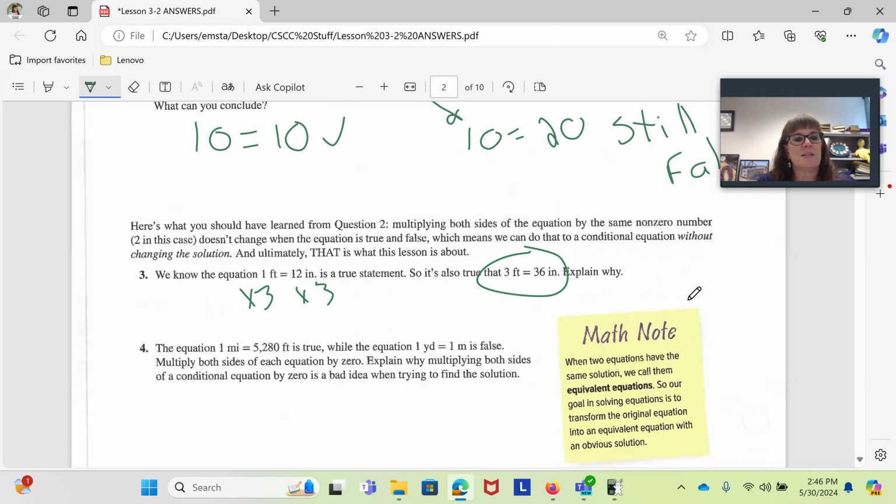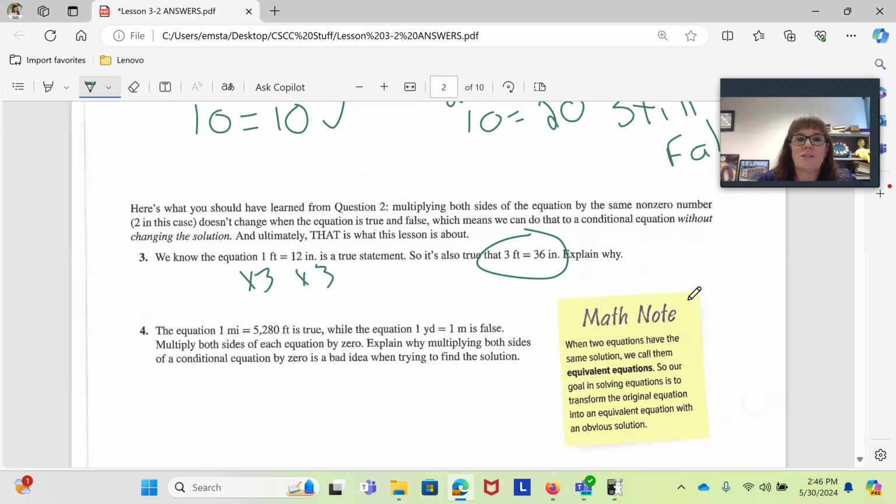In number 4, it says the equation 1 mile equals 5,280 feet is true, while the equation 1 yard equals 1 meter is false. What happens if we multiply both sides of the equation by 0? Oh, we may have found a trick in our solution. So we've just said we can multiply both sides of an equation by the same thing and it doesn't change the value. Well, let's go through and multiply the first equation times 0. And that gives me 0 equals 0. Okay, so far so good. That's still a true statement.